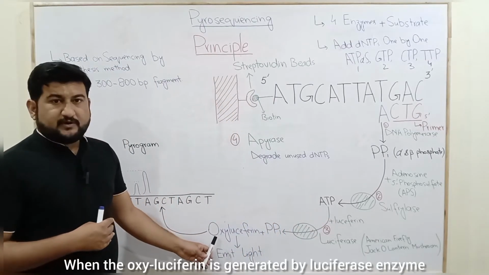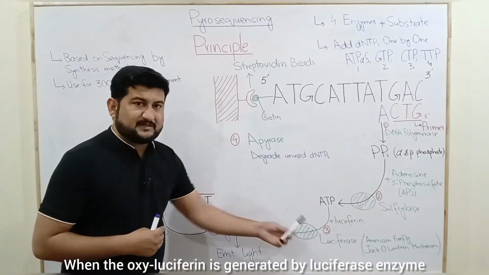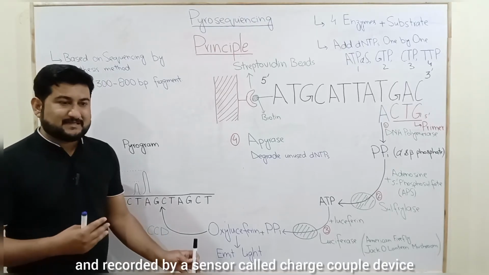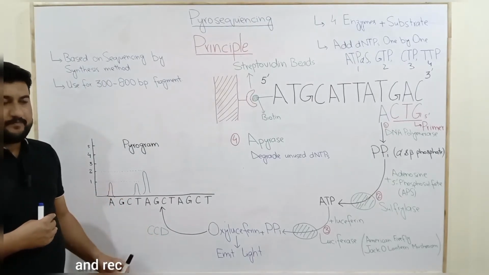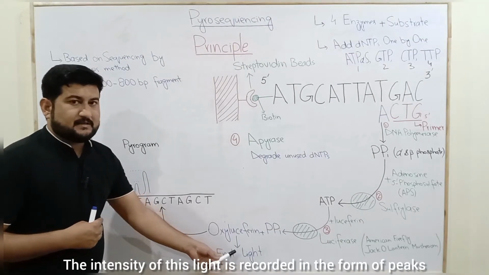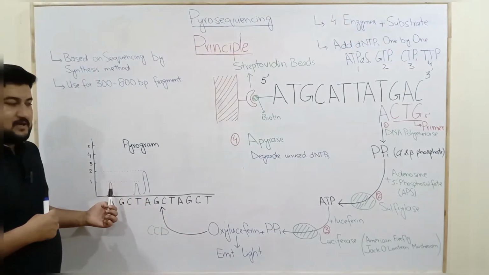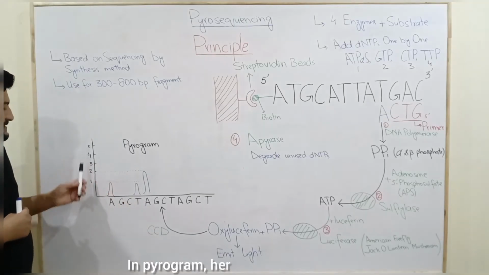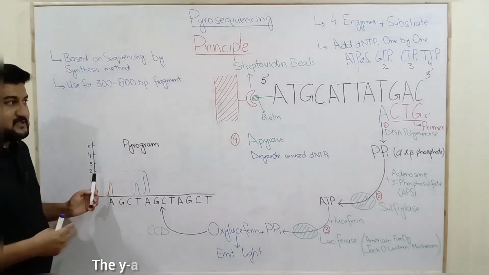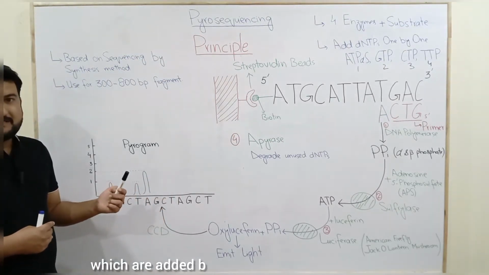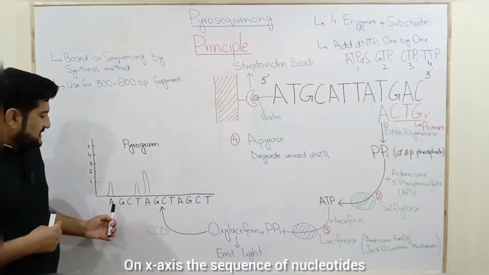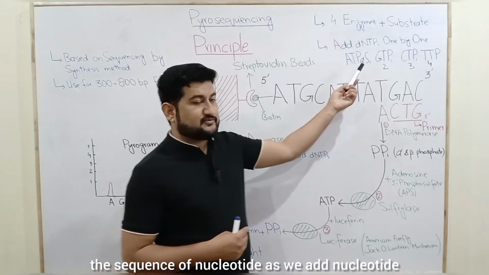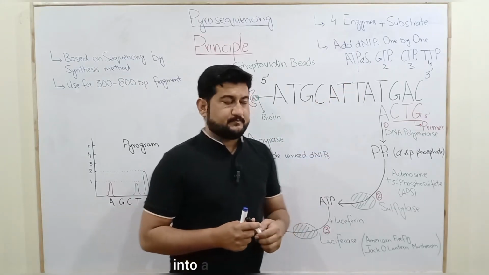When oxyluciferin is generated by the luciferase enzyme, this oxyluciferin produces light, which is detected and recorded by a sensor called a charge-coupled device. The intensity of this light is recorded in the form of peaks. These peaks are called a pyrogram. In the pyrogram, here is the x-axis and y-axis. The y-axis represents the number of nucleotides which are added by DNA polymerase during DNA synthesis. On the x-axis, the sequence of nucleotides. This sequence of nucleotides is similar to the sequence in which we add nucleotides into the reaction mixture.